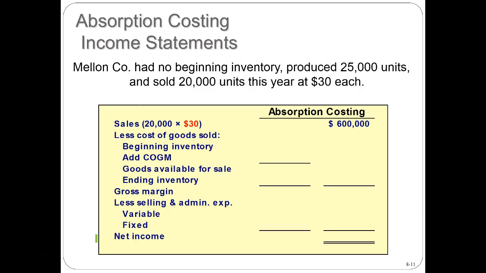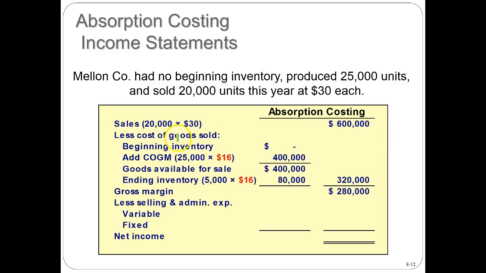So if we go through our statement here, we know that we had no beginning inventory, produced 25,000 units, and sold 20,000 units this year at $30 per unit. So 20,000 times 30 gives us our 600. Then we're going to take the cost of goods sold, the biggest number on the income statement, our largest expense, the cost of the inventory that we sold.